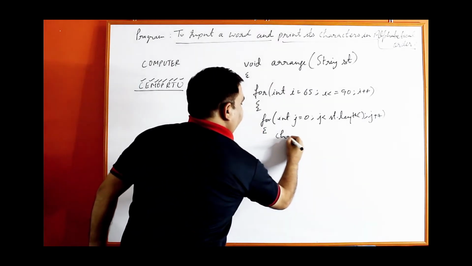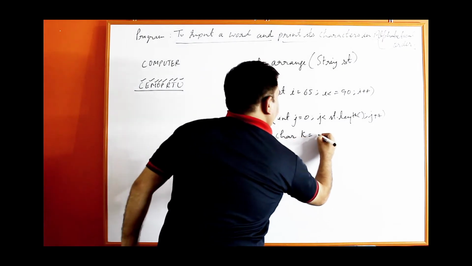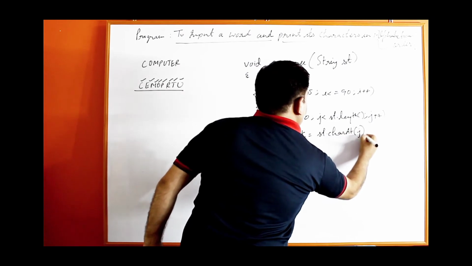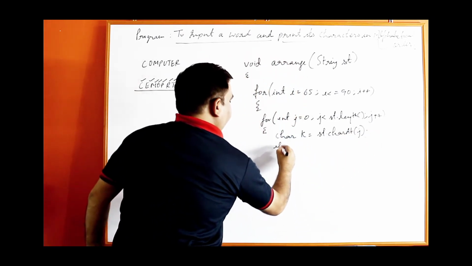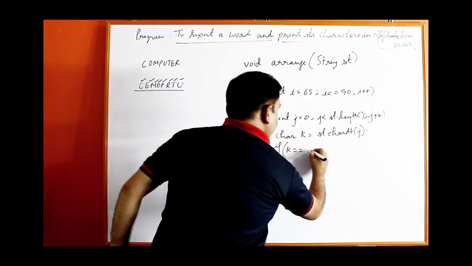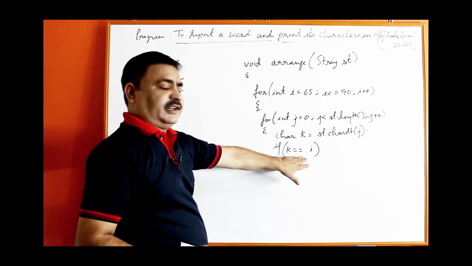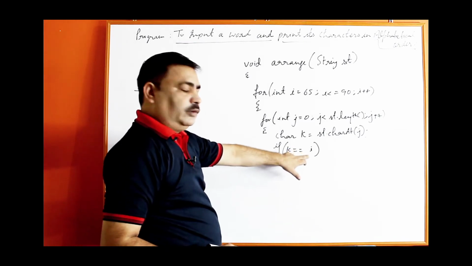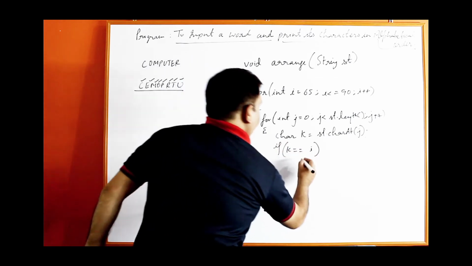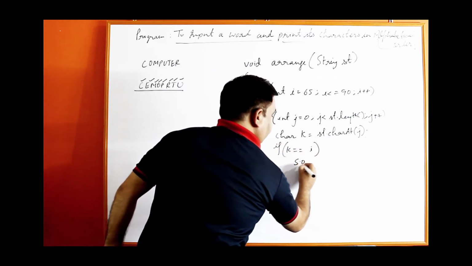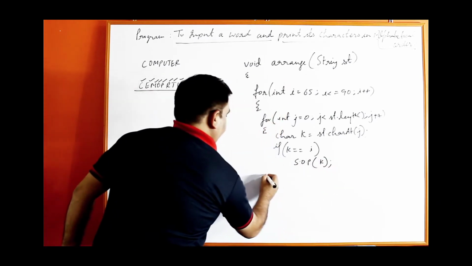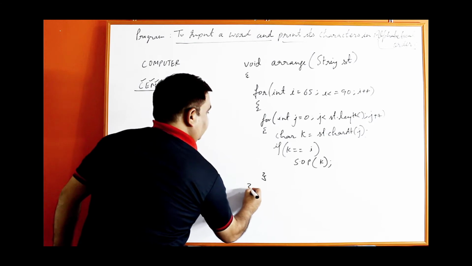So extract the character one by one, st dot charAt j, and compare this character with i. You can compare directly, you can write i even though i is an integer, it will be compared, or you can do typecasting by using char before it. So if it is matched, then System.out.print k, and close the loop, close the function.